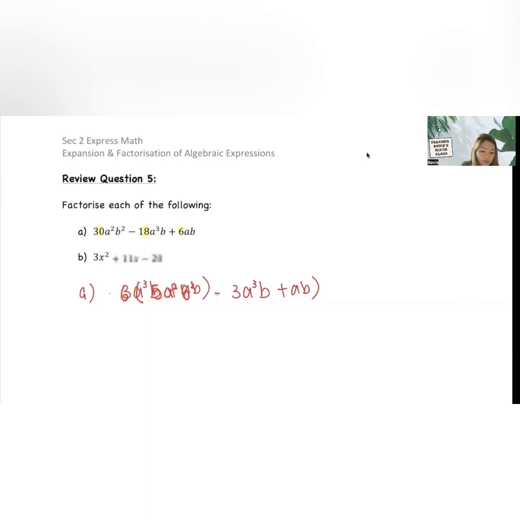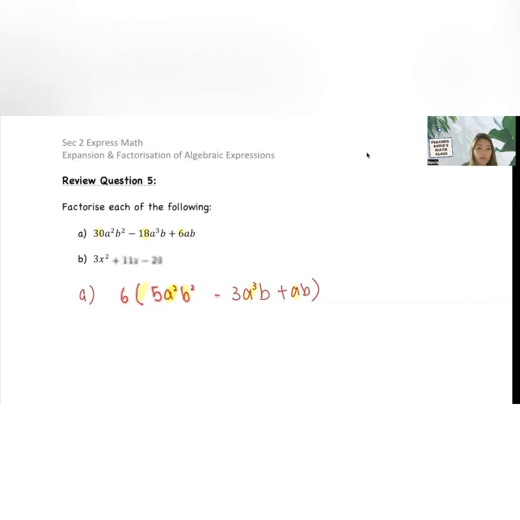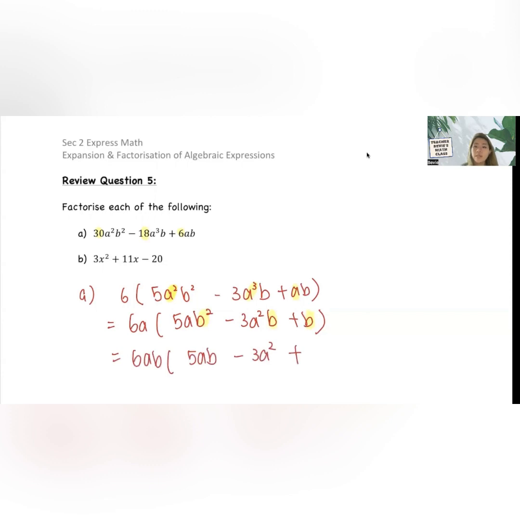Okay, let's focus on the a term now. First one, I have a squared, I have a cubed, and I have a over here. The smallest term to pull out would be a. So I'm going to pull out an a, and I'm left with 5ab squared minus 3a squared b plus b. All right, and finally, I will focus on my b term. I have b squared, b, and b. And the smallest term to pull out would be b. So 6ab, 5ab minus 3a squared. And for the last final term, when I pull the entire thing out, do I put a 0?